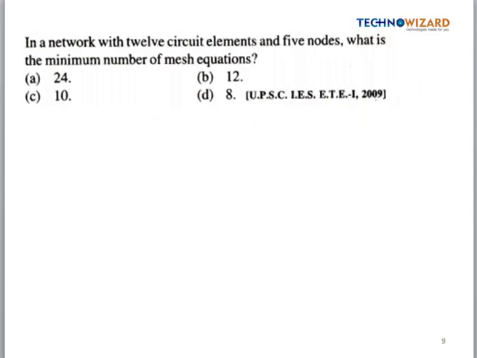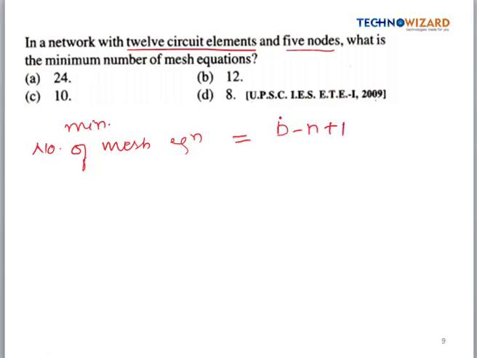Next question is, in a network with 12 circuit elements and 5 nodes, what is the minimum number of mesh equations? We know that the minimum number of mesh equations is given by b minus n plus 1. They have not given the number of branches directly, so here they have given us 12 circuit elements.